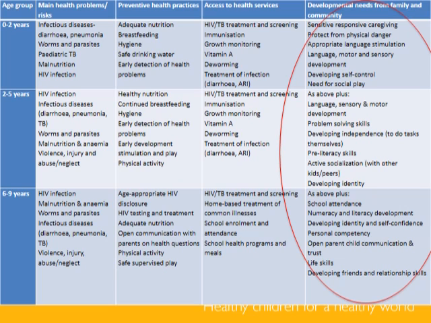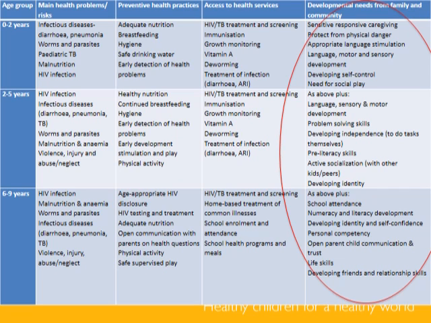So the 0 to 2 group we have largely covered in TTC, but it's put here for the purposes of comparison. So let's have a look at the main health problems in children. They're fairly consistent across the 0 to 9 years age group, with infectious diseases and parasites and malnutrition being the key causes of ill health.